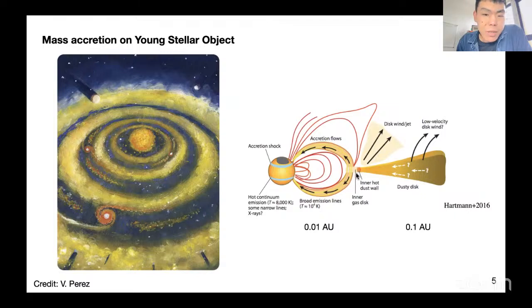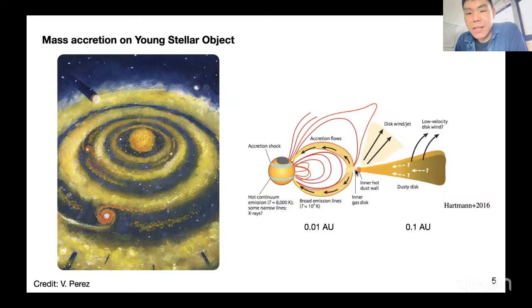So the disk material is truncated here and then accreted onto the star and forms this accretion shock, which is really hot. So we can observe them from the UV emission and also some narrow line emissions from the metal lines. And then this infalling accretion flow will also be observed by especially the hydrogen recombination lines like H alpha in the optical, and also Paschen series and Brackett series in the near infrared.